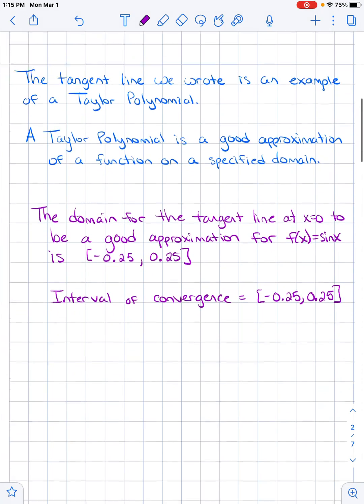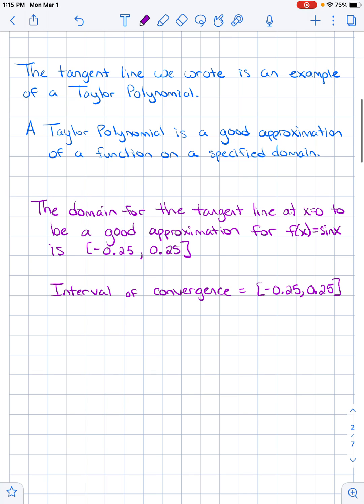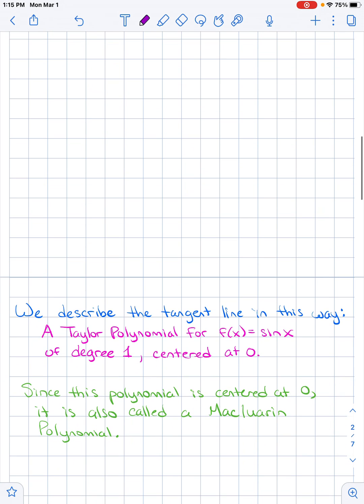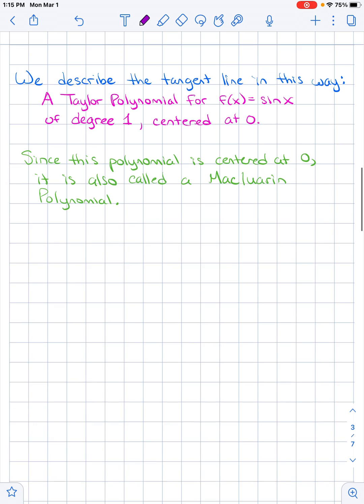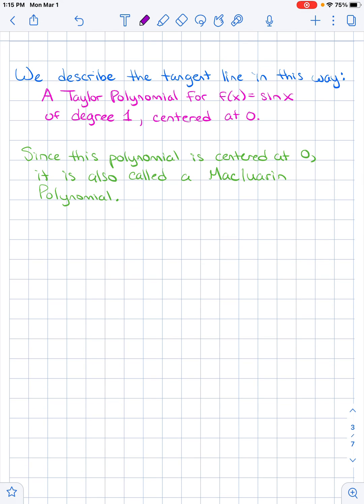Okay, so that's a slight intro. That's the very tip of the iceberg on Taylor polynomials. Let me give you some vocabulary now. The tangent line that we just drew, we're going to describe as a Taylor polynomial for f of x equals sine x of degree 1, because the highest exponent was the first power. It was y equals x to the first. This was centered at 0 because we used 0 as the convenient point. So this is a Taylor polynomial for f of x equals sine x of degree 1, centered at 0.